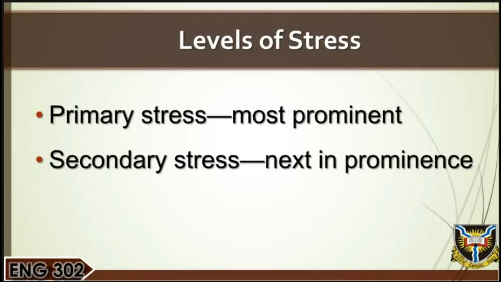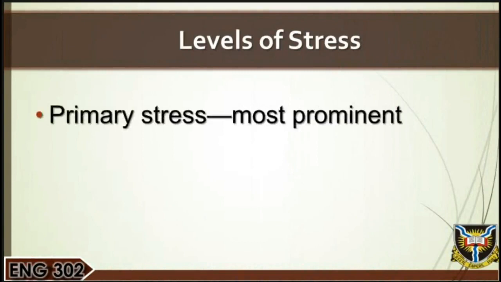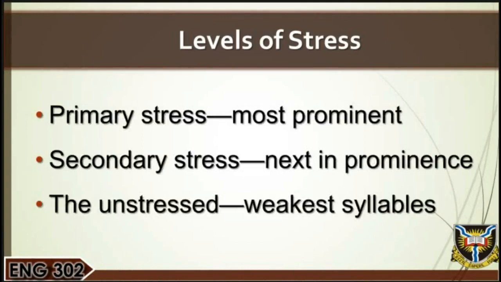Let's look at the following example. Education, a polysyllabic word: e-du-ca-tion, four syllables. The primary stress is assigned to ca. The secondary stress goes to e, while du and tion are unstressed. Primary stress is the most prominent, secondary stress is next in prominence, and the unstressed are the weakest syllables. ITQ: exemplify the above with the word indefatigable.